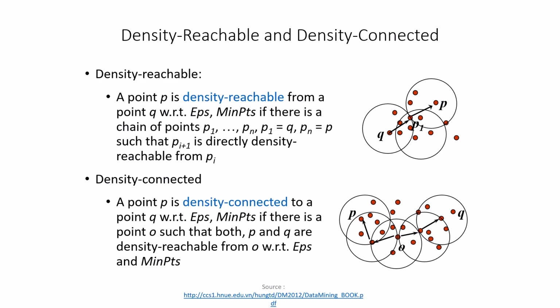MinPts, if there is a chain of points P1 up to Pn, where P1 equals Q and Pn equals P, such that Pi plus 1 is directly density reachable from Pi. Density connected means a point P is density connected to a point Q with respect to Eps and MinPts if there is a point O such that both P and Q are density reachable from O with respect to Eps and MinPts.